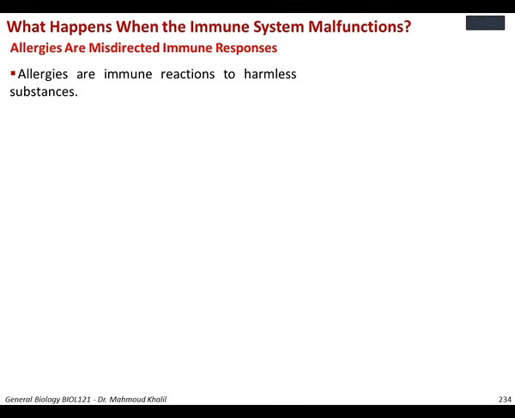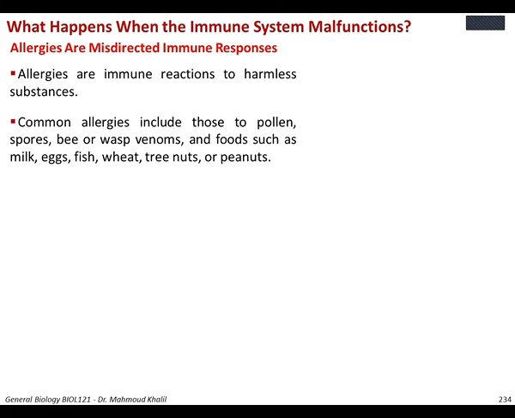So what happens if something goes wrong with the immune system? Allergies are actually a misdirected immune response. So allergies are immune reactions to harmless substances. Common allergies include those to pollen, spores, bees, wasps, and foods like milk, eggs, fish, wheat, tree nuts, or peanuts.